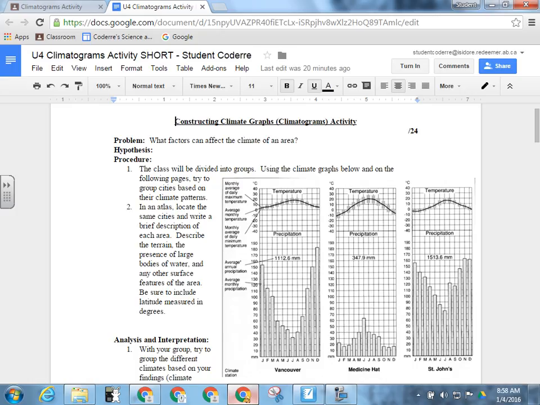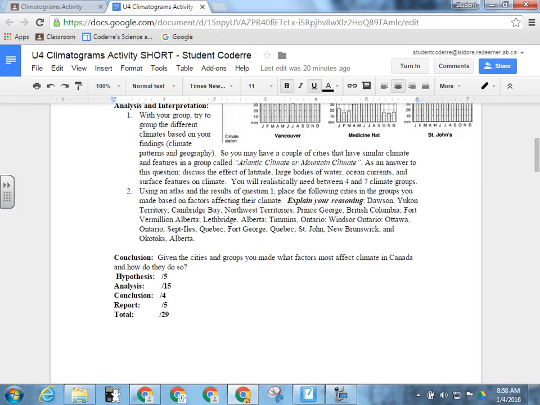In the analysis part, the last question says use an atlas and the results of question 1 to place the following cities. So you've got more cities here. You don't have climate graphs for these cities, and you're not going to make or look up climate graphs for them. You're just going to look up where they are. Punch them into Google Earth, find out where they are, and based on that, put them in a group with the other cities.